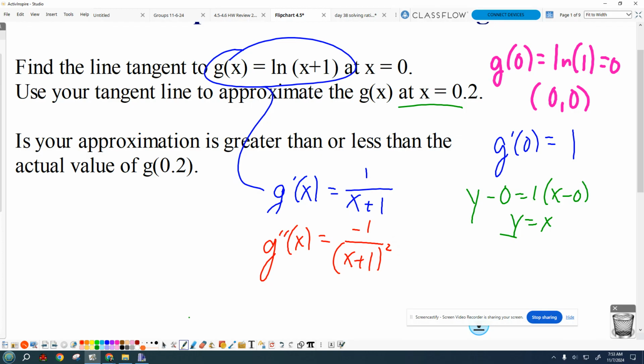And this, it doesn't matter what x value you plug in, it is always negative. So is it concave up or concave down? Concave down. It's always concave down. So is it an over or under approximation? Natalia, what do you think? Over, because the tangent line is going to sit on top, so wherever you are, it's going to be a little bit over. Okay?